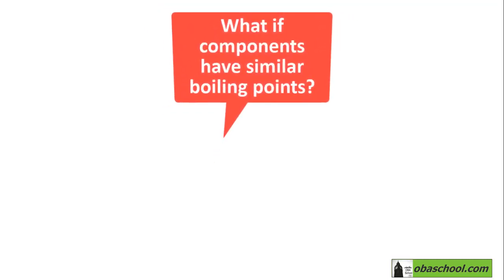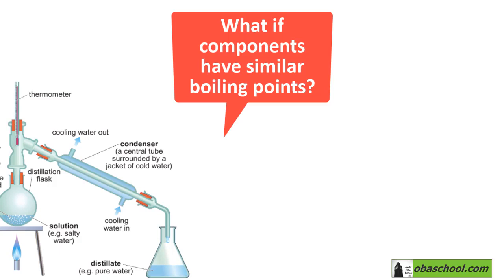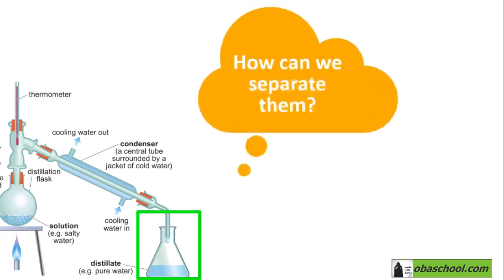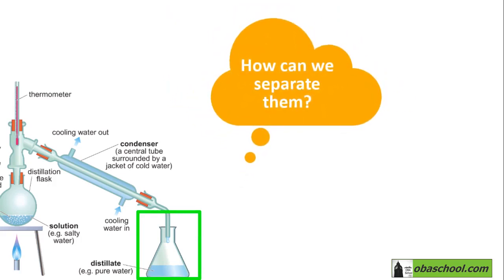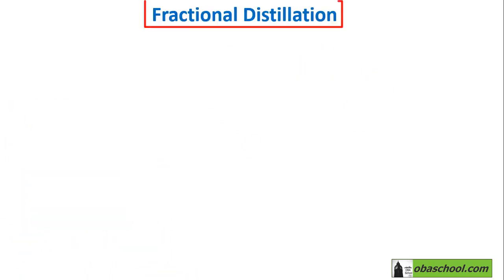So again, what if a mixture has two liquids that have similar boiling points? We have said in the previous tutorial that we cannot use simple distillation to separate them because they will both flow together and evaporate together and go together into the collecting flask here. So what can we do, or what technique can we use in order to separate such mixtures? Well, fractional distillation is the right method.